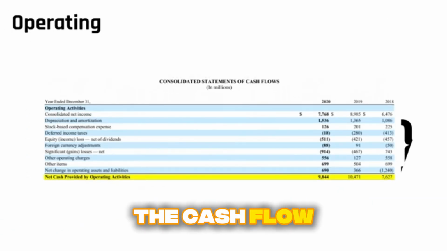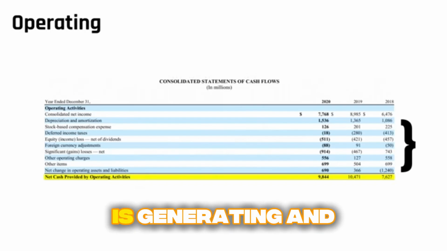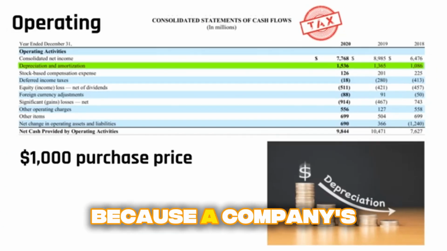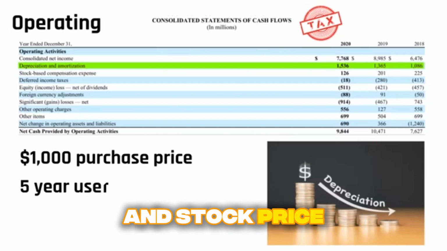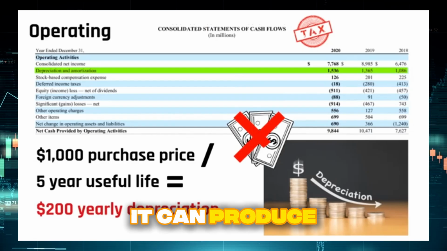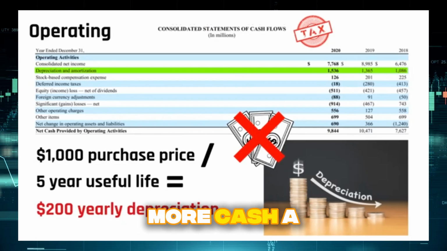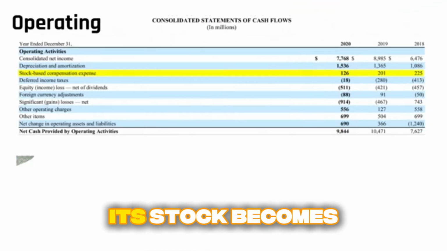Ultimately, the cash flow statement reveals how much cash a company is generating, and that's crucial, because a company's long-term value and stock price are determined by how much cash it can produce. Simply put, the more cash a company generates, the more valuable its stock becomes.